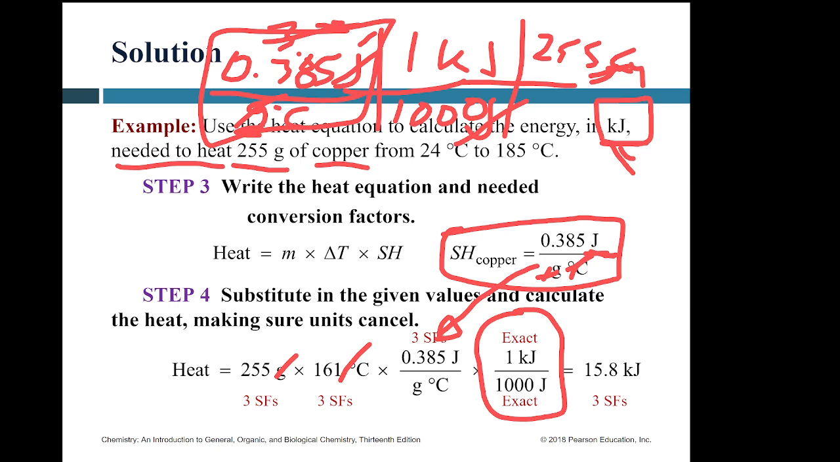Is that my answer yet? No, that still has degrees Celsius on it. So how do I get rid of the degrees Celsius? I plug in a change of temperature. My change of temperature is going to be 161 degrees Celsius. Again, degrees Celsius will cancel, and that will leave me with kilojoules only.